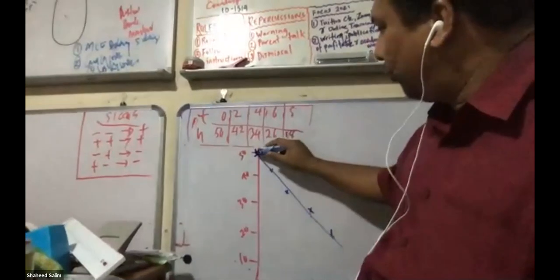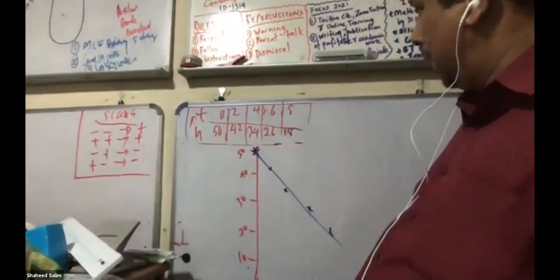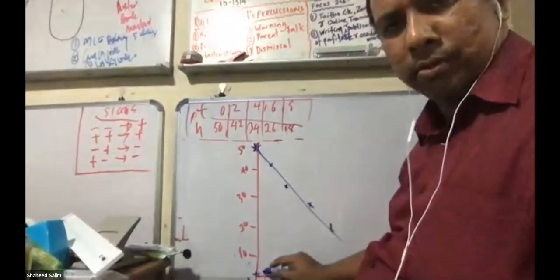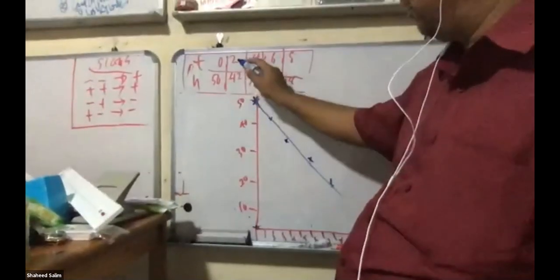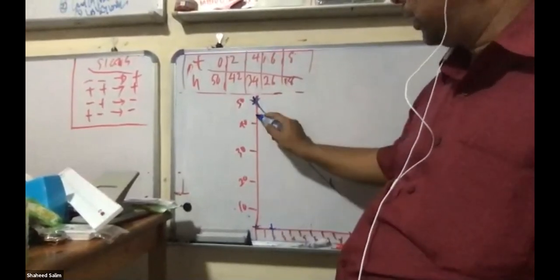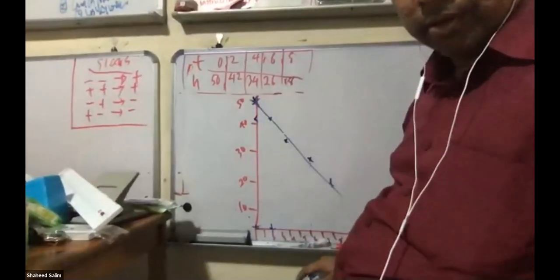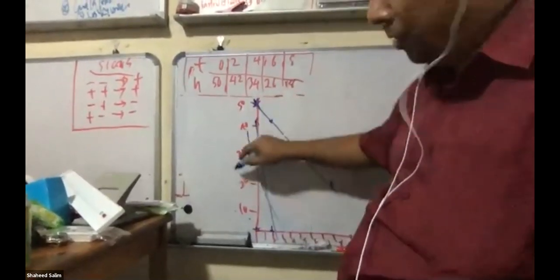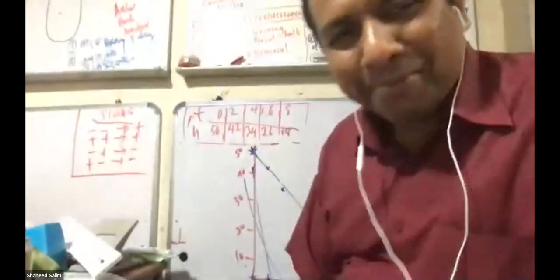You see, 50 you mark here, and then what do you do? 0 you mark here, and then 2 you mark here, 42 you mark here. Then you join this to this. Hey, what are you doing? This is not right.